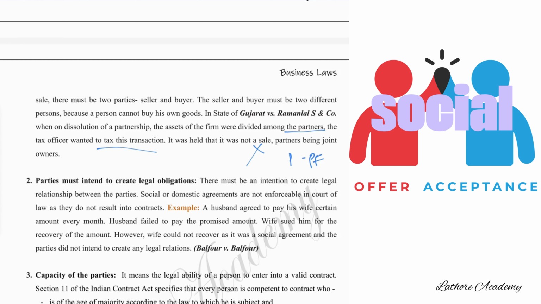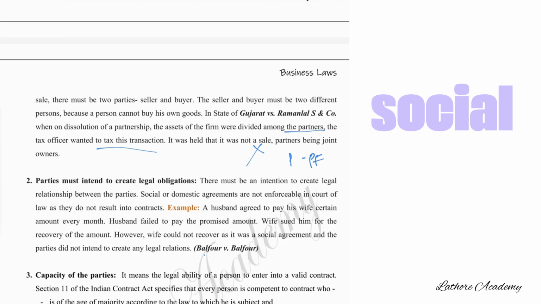And the next point is the parties must intend to create legal obligation. So what does it mean, sir? Intention to create legal obligation. Generally what happens in the social agreements or domestic agreements, there is no intention to create legal obligation. So what is this social agreement all about? Where the parties do not intend to create legal obligation.